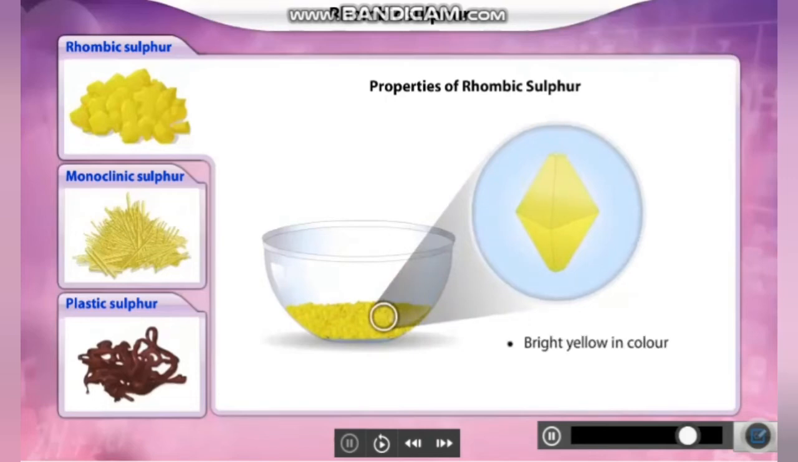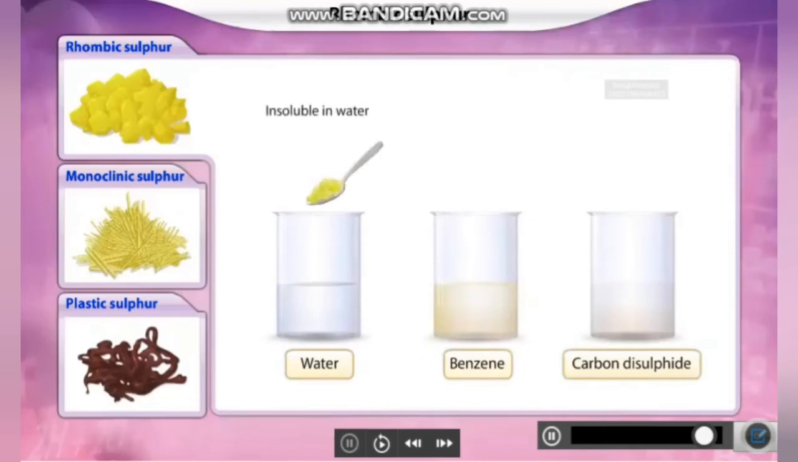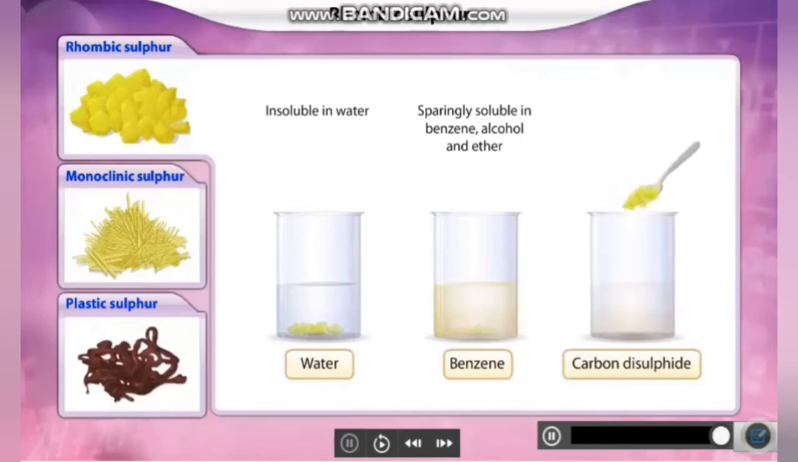Rhombic sulfur is bright yellow with a melting point of 385.8 Kelvin. It is insoluble in water, sparingly soluble in organic solvents like benzene, alcohol and ether, but readily soluble in carbon disulfide.